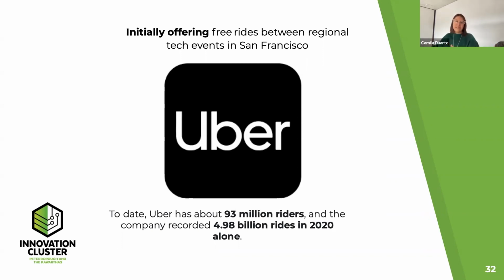The network effect kicked in and users began sharing their experience on social media, providing social proof of the startup. We go back to what happens when product market fit happens: people start talking about it. And so now Uber has about 93 million riders, and the company recorded 4.98 billion rides in 2020 alone.